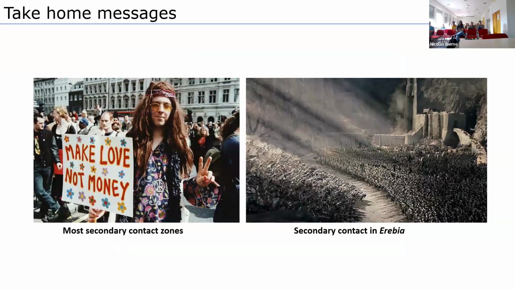And when it comes to secondary contact zones in Arabia, they do weird things. They're totally not what you expect. They often don't hybridize, which, at least to my understanding, contrasts with what you would expect in other contact zones.